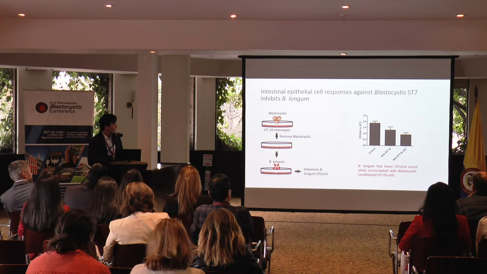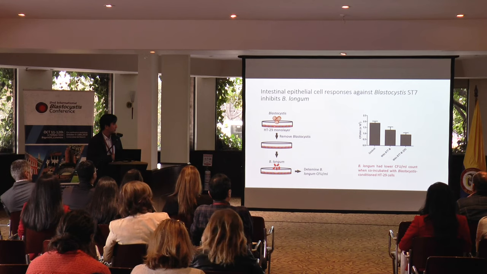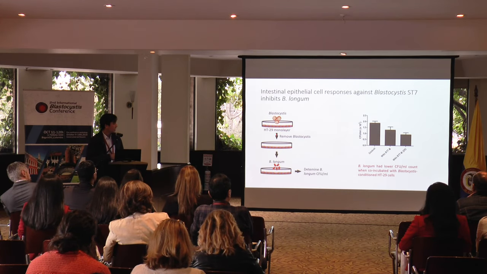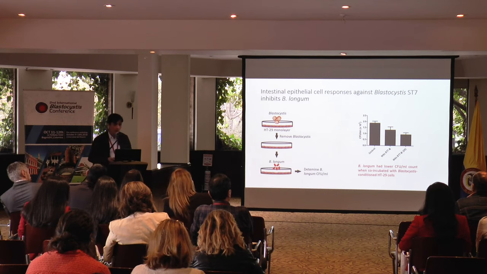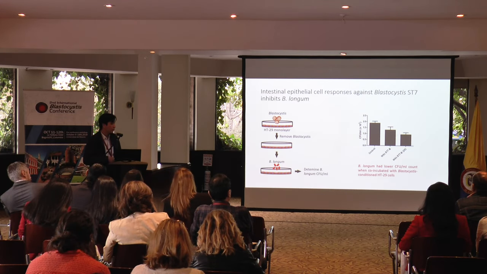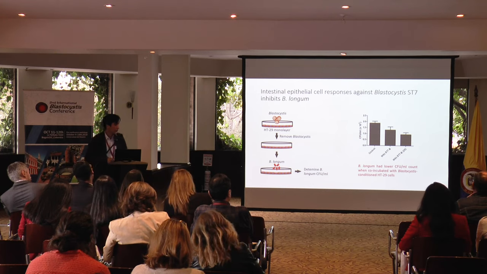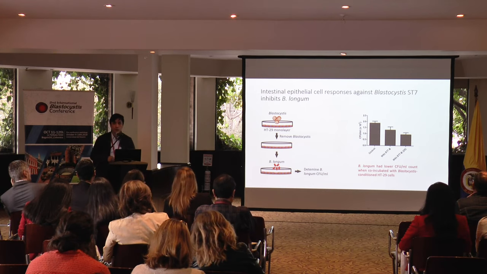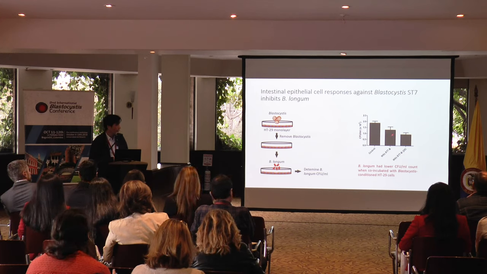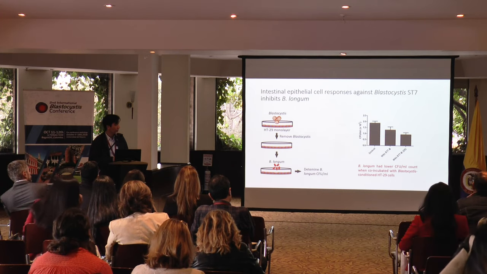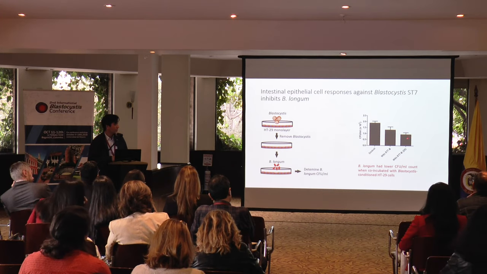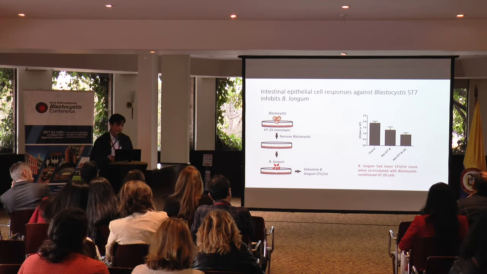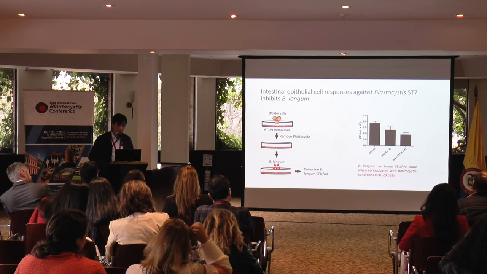Here in these experiments, I was looking at the host responses. I generated the HT29 monolayer, and then I put Blastocystis, and after some time of incubation, I removed the Blastocystis. That means this monolayer has been exposed to Blastocystis. Then I added the Bifidobacterium longum, and after some incubation, I determined the Bifidobacterium longum CFU per ml. I found out that in those monolayers exposed to Blastocystis, there is a lower count of Bifidobacterium longum, and with double the cell density of subtype 7B isolate, there is an even lower Bifidobacterium longum CFU per ml count.